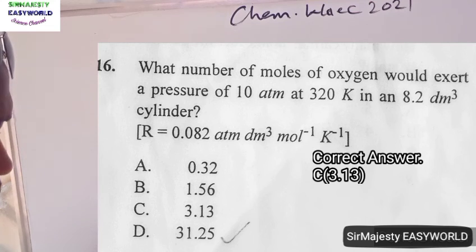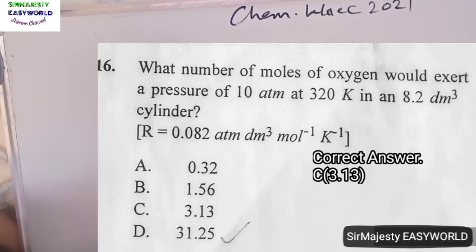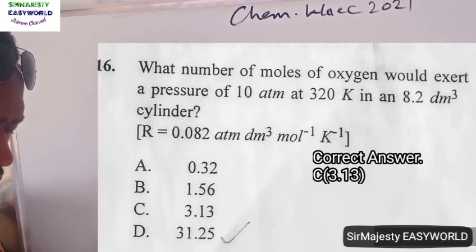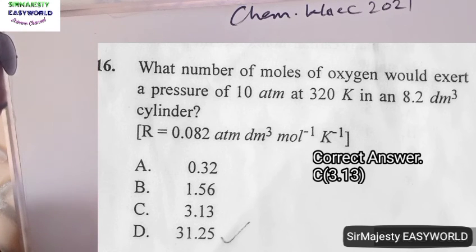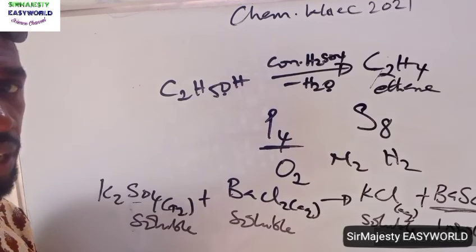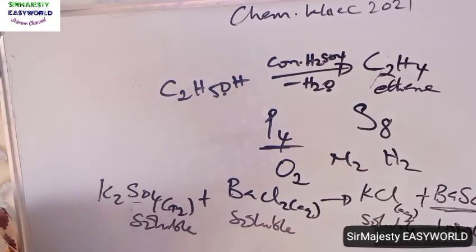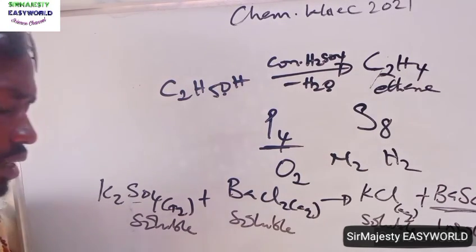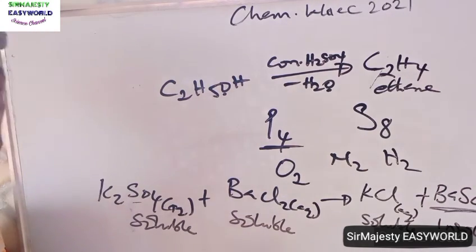So they have given us volume, pressure, temperature, then they are asking us for moles. We use the equation of state, that is the ideal gas equation. The equation of state is the thing to be used here. That is the gas equation that connects 4 parameters of gases. That is, it connects mole, pressure, temperature, and volume.